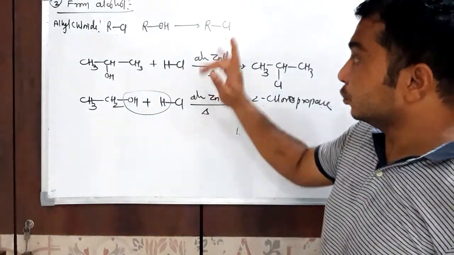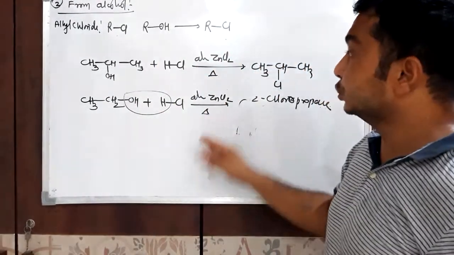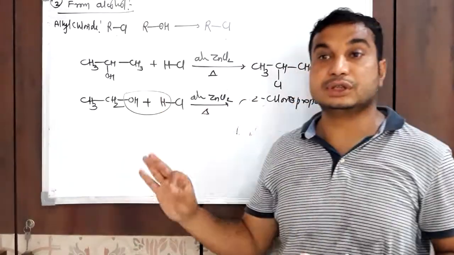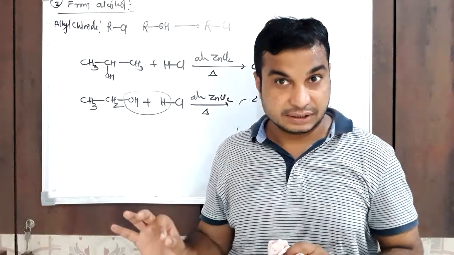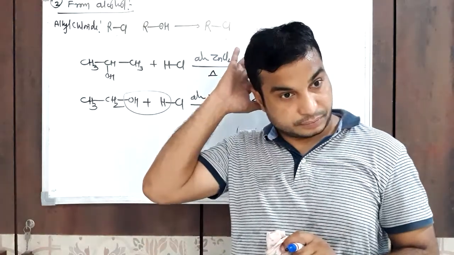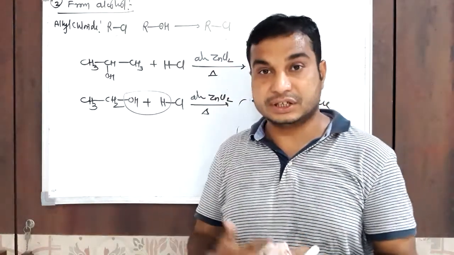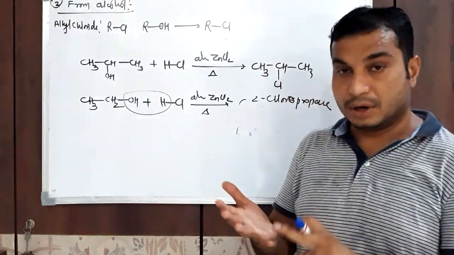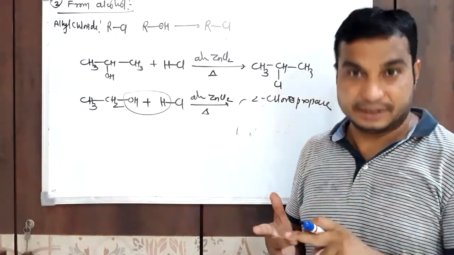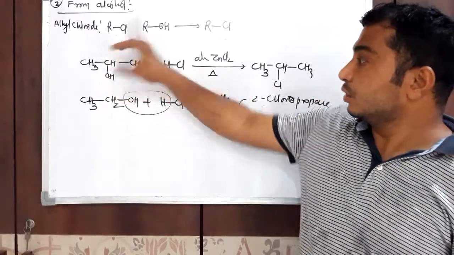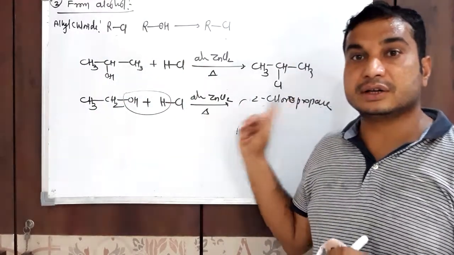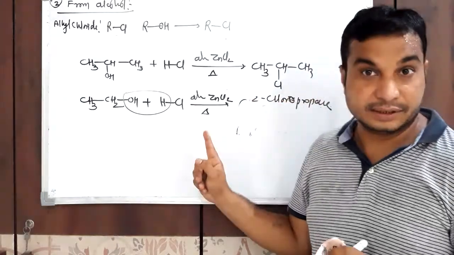So to prepare alkyl chloride we have to use Lucas reagent, which is the solution of zinc chloride in hydrochloric acid. The concentration of hydrochloric acid will vary for primary, secondary and tertiary alcohols. That is the only difference. Otherwise, just treat alcohol with Lucas reagent and you will get the corresponding alkyl chloride.